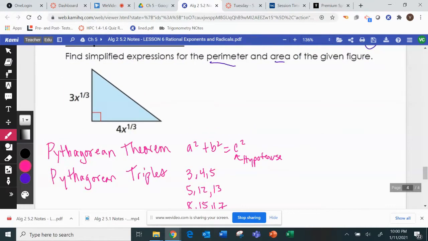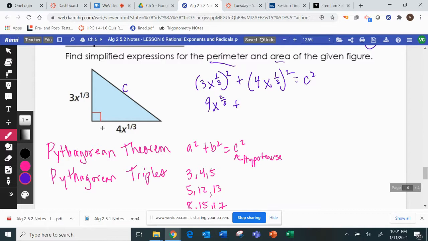And I'm going to use the Pythagorean Theorem to find, and I have no idea, I haven't done this yet, the third side, which we're going to call C. The A and the B don't matter which side. So I'm going to do 3x to the 1/3 squared plus 4x to the 1/3 squared equals C squared. So now we have to multiply this out. That's going to be 9x to the 2/3 plus 16x to the 2/3. And we can add those together because they have the same exponent to the same power. So 25x to the 2/3.